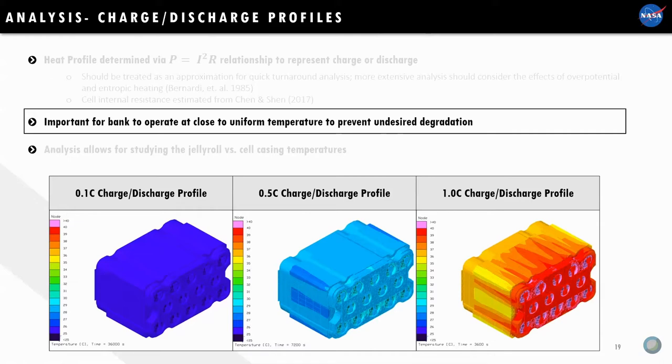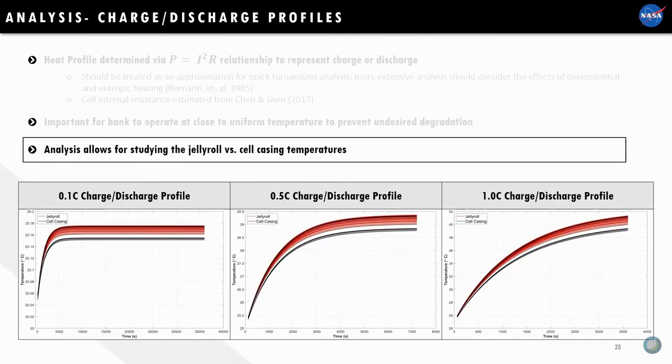Once we've applied the bulk heat load as described in the modeling guidelines, one of the first things we want to look at is the bank gradient. This is important because we want to ensure that all the cells in a bank operate at a near uniform temperature, to prevent undesired degradation of the cells. Looking at these isothermal images, we can see that even though the 1C profile runs for a lot less time than the 0.1C charge profile, it causes a noticeably larger thermal gradient. So when designing a battery, the effect that different C rates have on your system is pretty important to keep in mind and to know ahead of time.